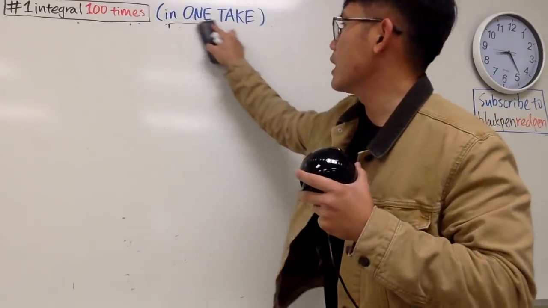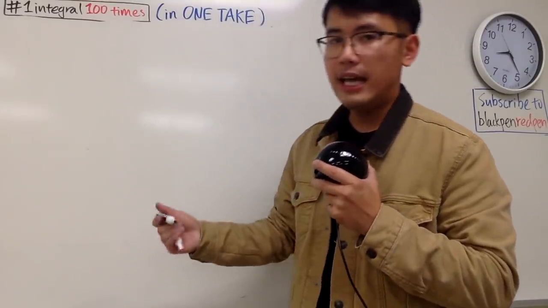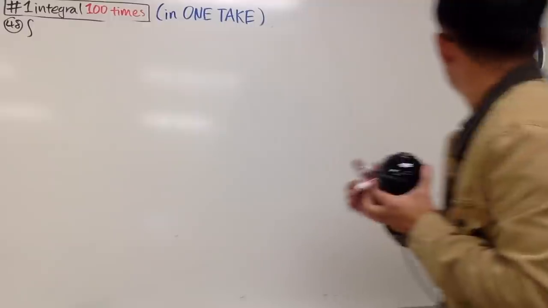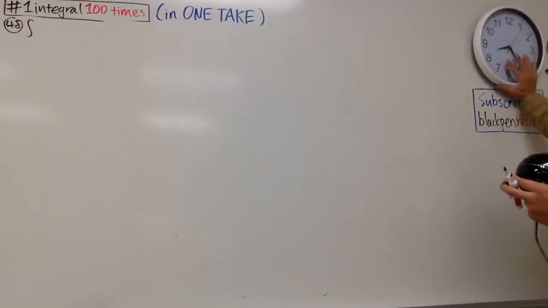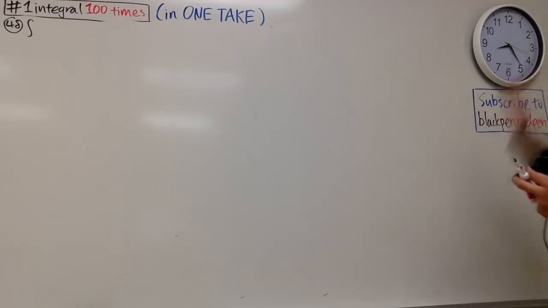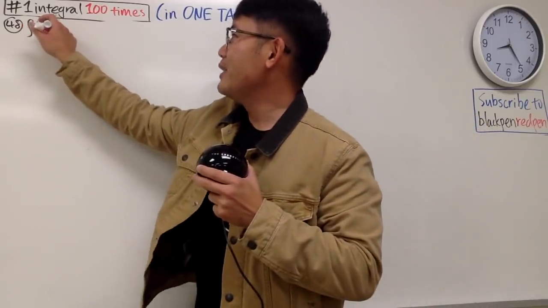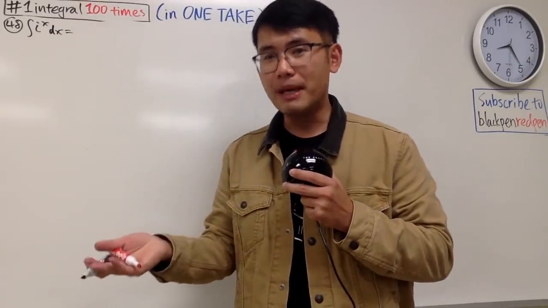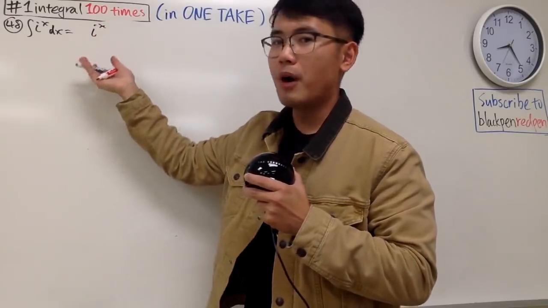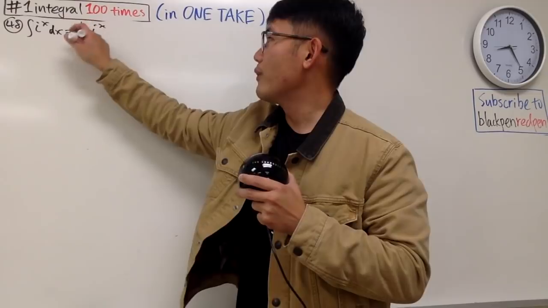I remember that was 47. Now I'll show you how to get to 48. Okay, number 48. We are going to be integrating i to the x power dx. How do we do this? Unfortunately, the base is not e, but it's almost similar. All you have to do is repeat the exponential part, but divide it by the natural log of the base, which is i. So 1 over ln i.